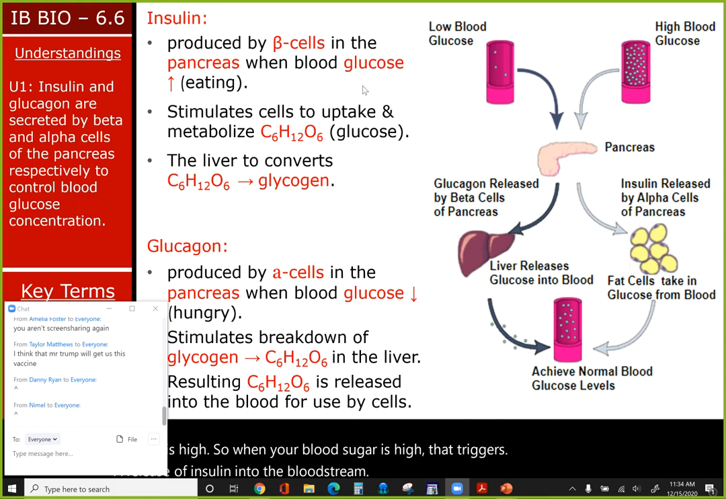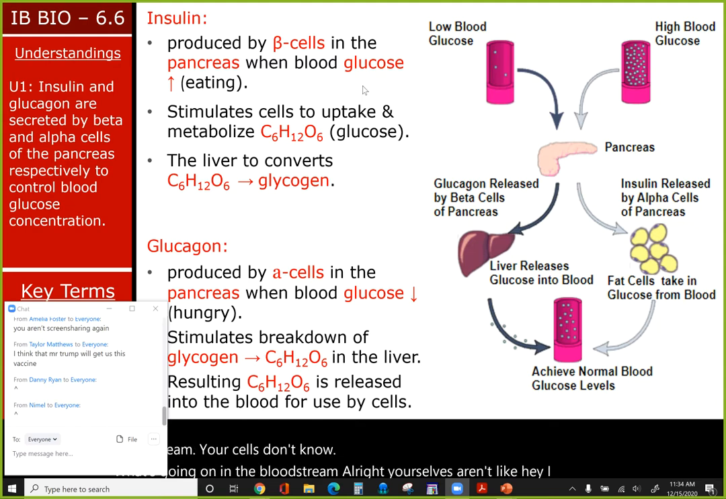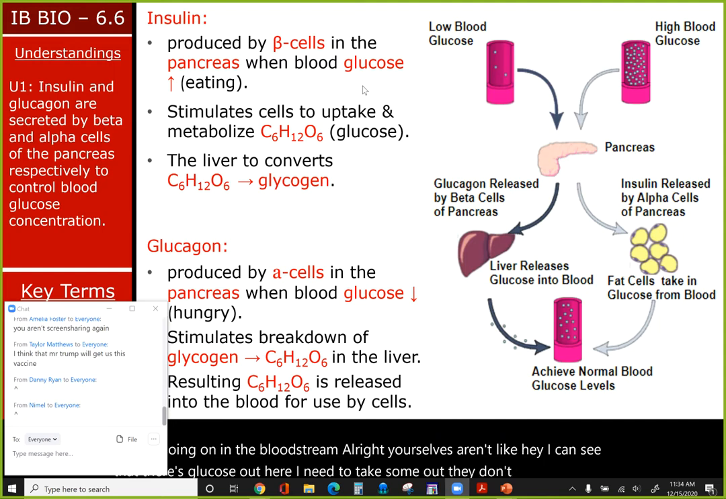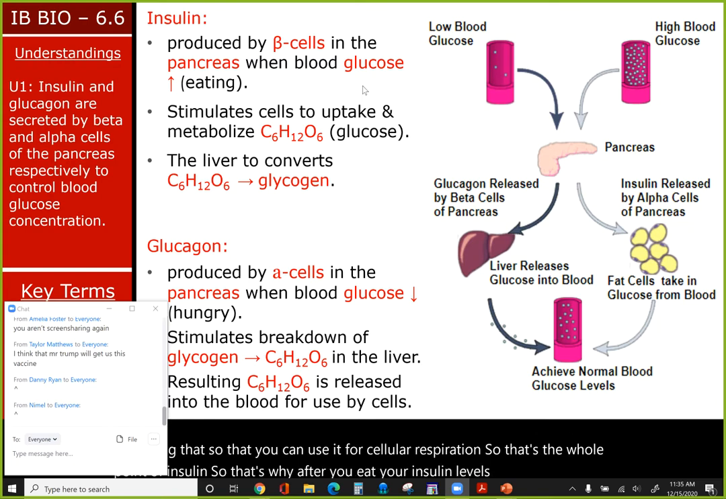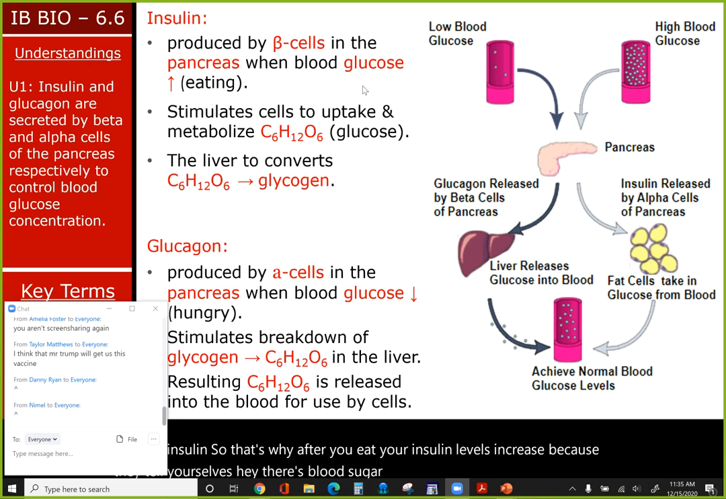The whole job of insulin is to tell your cells, hey, you should be taking up sugar right now because there's a lot in the bloodstream. Your cells don't know what's going on in the bloodstream, right? Your cells aren't like, hey, I can see that there's glucose out here, I need to take some up. They don't know that. They need chemical messengers to tell them, hey, there's sugar out here. You should be absorbing that so that you can use it for cellular respiration. So that's the whole point of insulin. That's why after you eat, your insulin levels increase because they tell your cells, hey, there's blood sugar available. You should be absorbing this blood sugar right now.